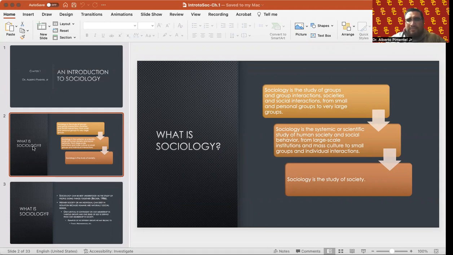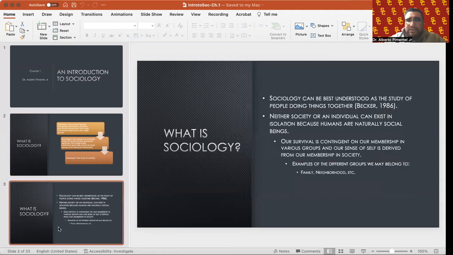So what does all this mean? Well, essentially, sociology is the study of society. Sociology can be best understood by studying what people do together. How do people survive? How do people interact? How do people begin to understand how to be productive members of society?